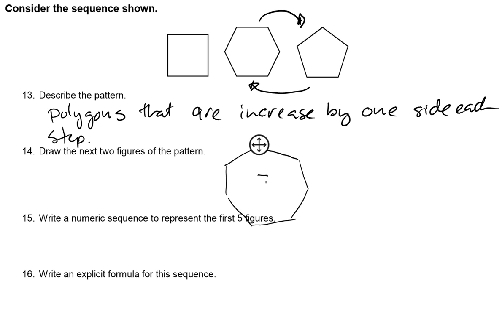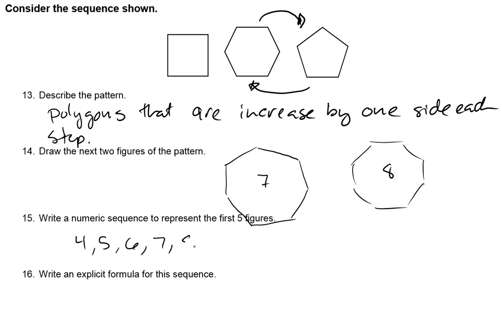Here's 7 sides, right? Now I got to get 8 sides. Now, for some reason, 8 sides seems easier to me. 1, 2, 3, 4, 5, 6, 7, and that's because that's a stop sign. I can deal with that. So that's 8 sides. So there's the next 2. I gotta give you a simpler pattern tomorrow. Write a numeric sequence to represent the first 5 figures. Okay, that's pretty easy. I'm going from 4 sides to 5 to 6 to 7 and then to 8.